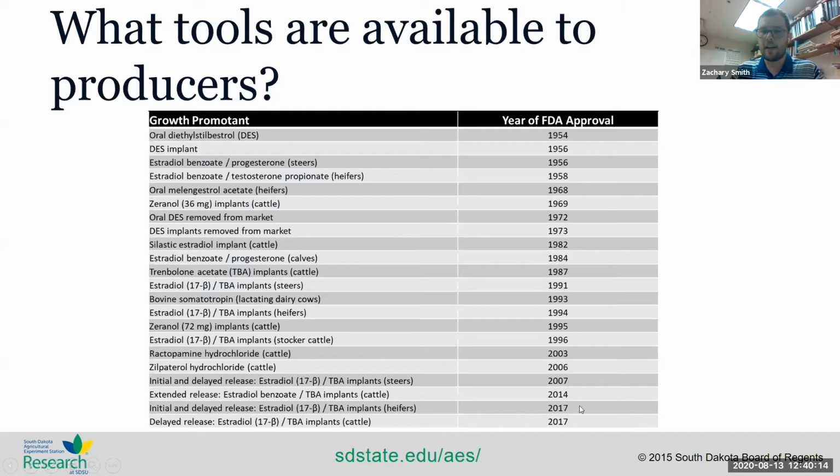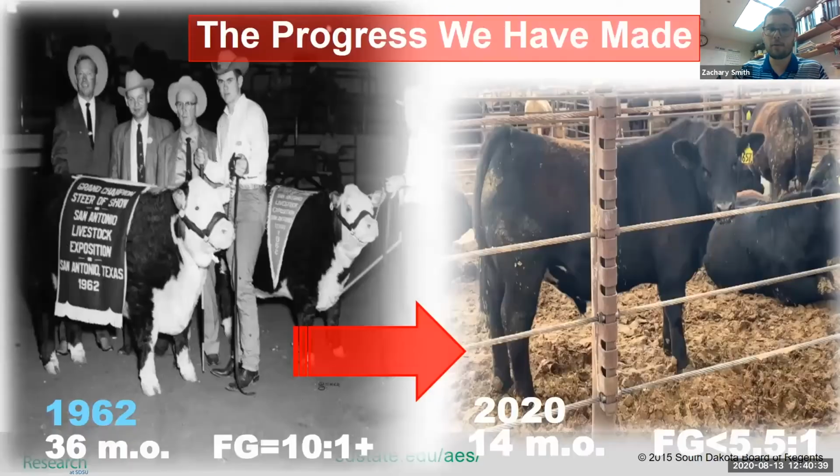In 2017, Revlor XH was launched. This is a pioneer product brought to market by Merck. It's an initial and delayed release implant for heifers. And then in 2017, there was also approval, now this product's not sold in the United States yet, of a delayed release implant that's entirely coated to allow implantation and payout 70 days after the implant was placed.